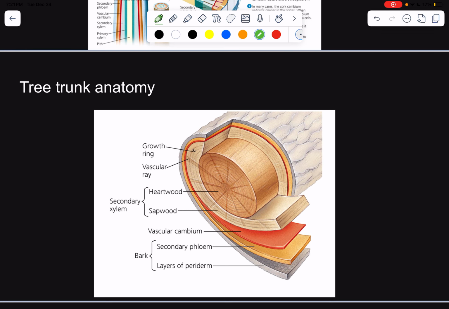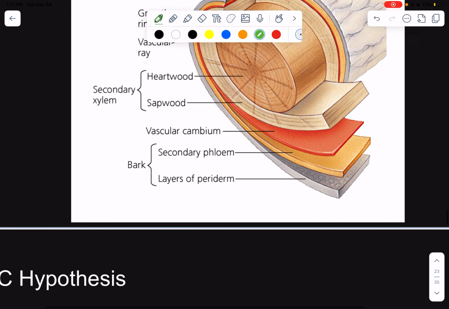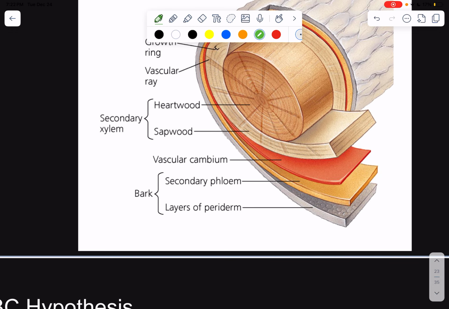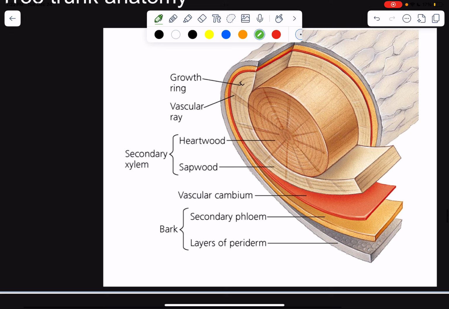So as we can see here, there are many layers to it. In order of inner to outer, they are the bark, layers of periderm, secondary phloem, vascular cambium, sapwood, heartwood, vascular vein, growth ring.